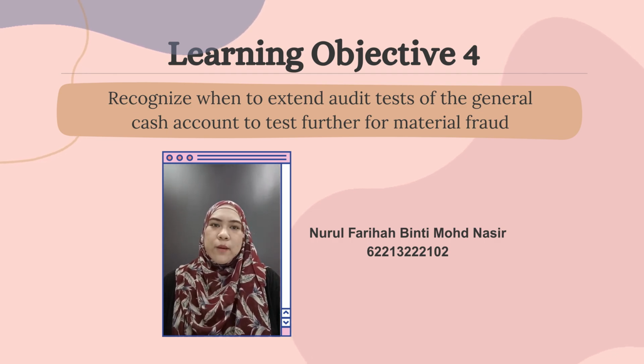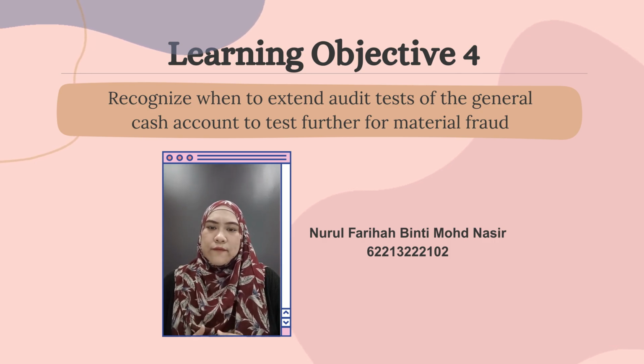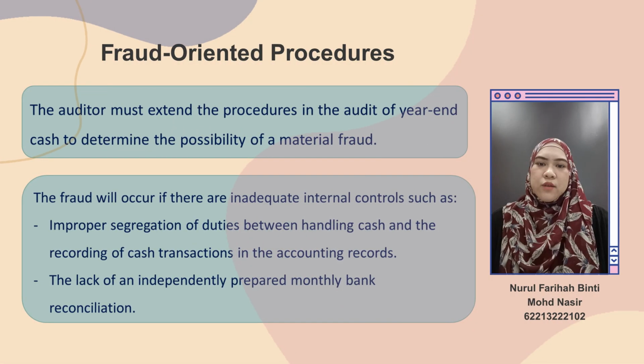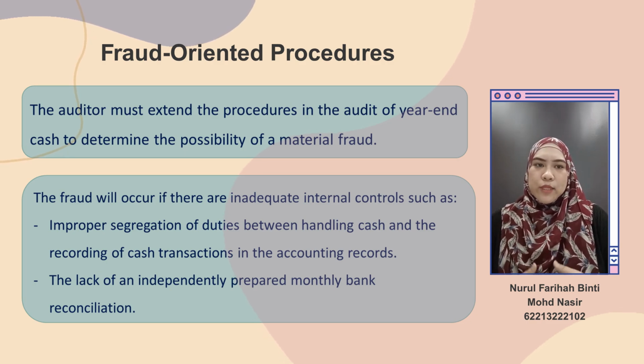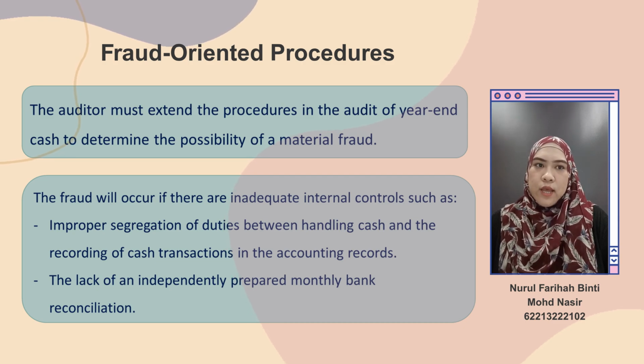So next I'm going to explain about learning objective 4, which is when to recognize to extend audit tests of the general cash account to test further for material fraud. So firstly, fraud oriented procedure. The auditor must extend the procedures in the audit of the year-end cash to determine the possibility of a material fraud when there are inadequate internal controls, especially the improper segregation of duties between the handling of cash and the recording of cash transactions in the accounting records, and the lack of an independently prepared monthly bank reconciliation.